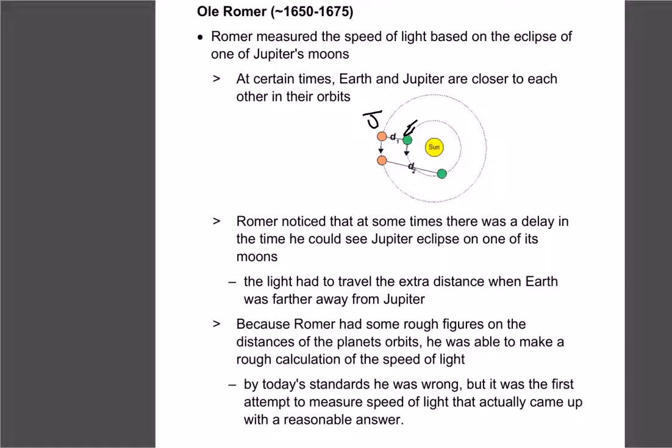And they had some rough ideas of how the distances were between the sun and the Earth and the sun and Jupiter and so on. So he used those rough numbers and did some calculations to get a fairly reasonable speed of light. And once again, he just basically did distance over time, and he just measured what the time delay was. He knew the distance change, so then from there he could figure out what the velocity of light was. And based on today's results, he was quite a bit off, but it was actually the first attempt to measure the speed of light that actually came up with a reasonable answer.